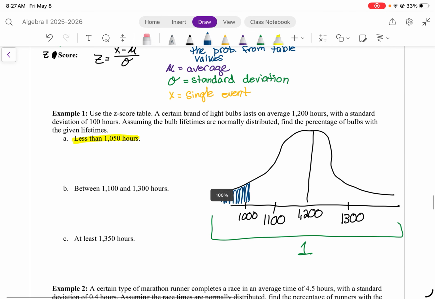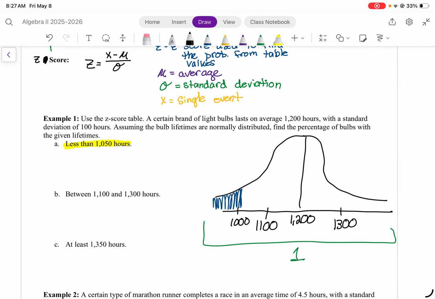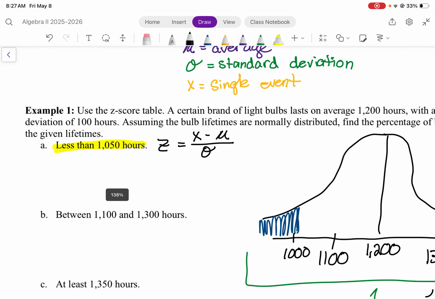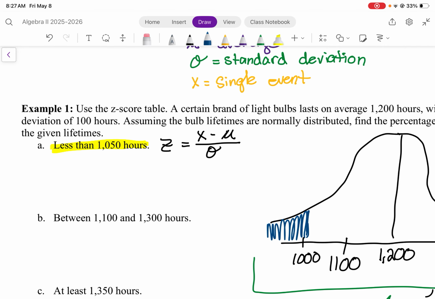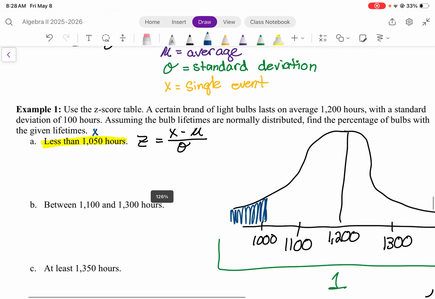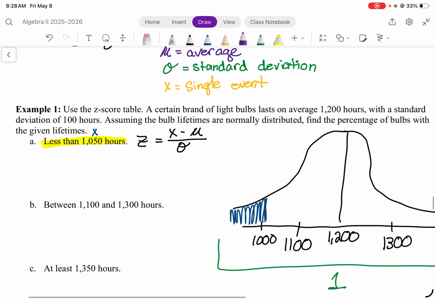So we're going to find our z-score first using our equation that we just went over. Z equals x minus the average over the standard deviation. So they're telling us that this light bulb is going to have a lifetime of less than 1,050 hours. That's our x value. Then in the problem, it told us that the average was 1,200 and the standard deviation was 100. So now we have all of those numbers to plug into our equation.